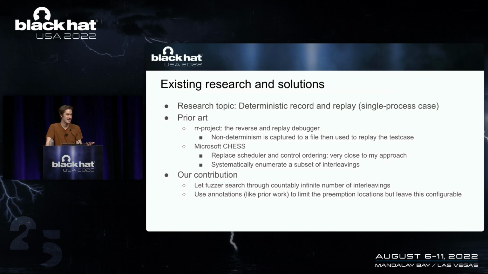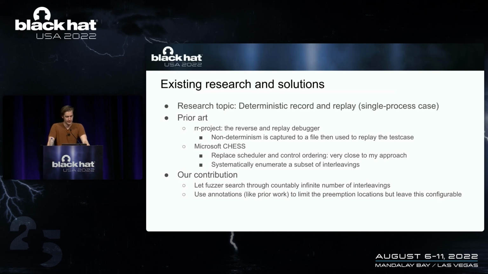And I guess that's not the right way to say it. I'm also guessing where to preempt. But rather than systematically testing every possible exponential number of interleavings in one specific place, I'm just saying, here's a way to explore everything, and the fuzzer can go ahead and try to just do it for me.